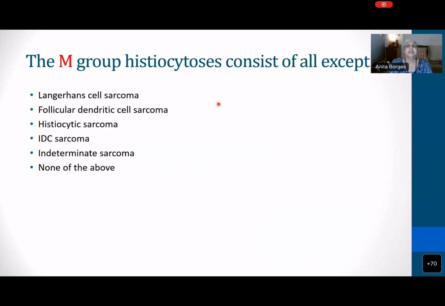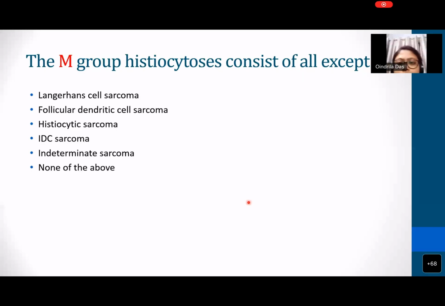All right, now just to sort of divert your minds a bit. The M group histiocytosis, that's the histiocyte, consists of all except what? Anybody wants to take it? I should have written A, B, C, D, E, F, G, or whatever it is. But the M group histiocytosis consists of all except what? Anybody here? Ulrich? Divya? No? Are you there or did I lose you? Have I lost you all? No, ma'am, yeah, yeah. You're there. Okay. Yeah, so can anybody tell me?